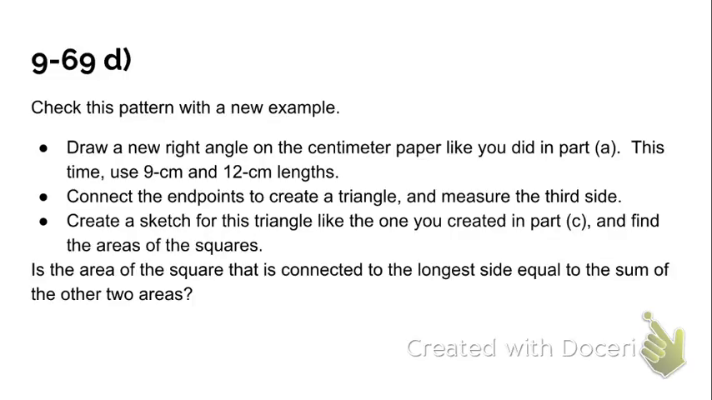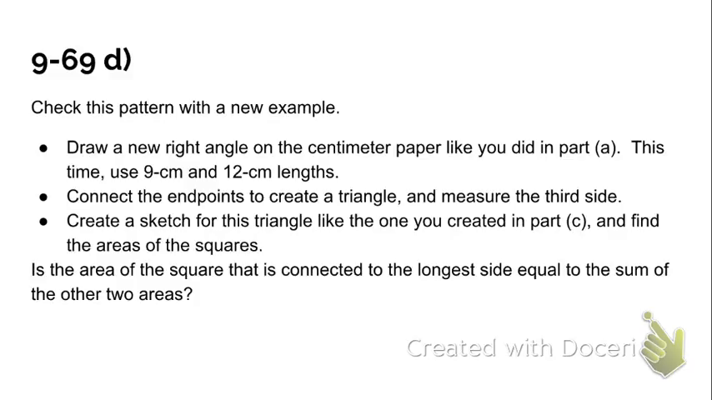Once again, you can't count the squares on a diagonal. You're going to have to make your diagonal match up perfectly with another paper. Create a sketch for this triangle just like you did. Find the area of those squares. So once again, draw the one triangle and the 3 squares that go on top of it. Find the areas. Okay. Is the area of the square that's connected to the longest side equal to the sum of the other two?